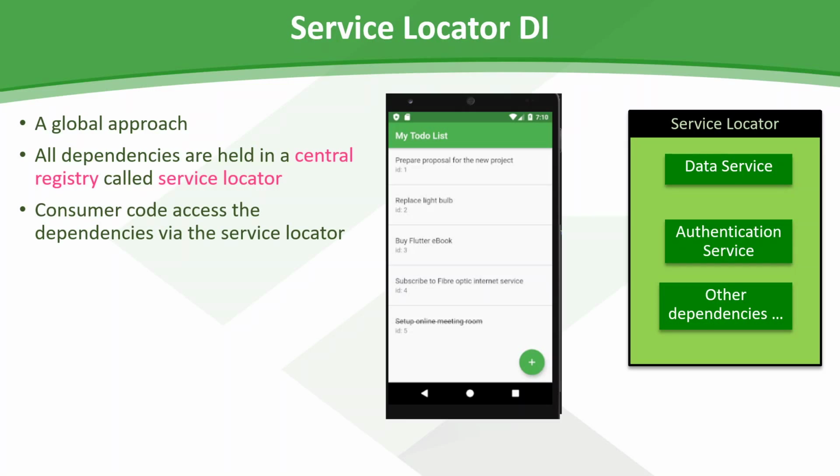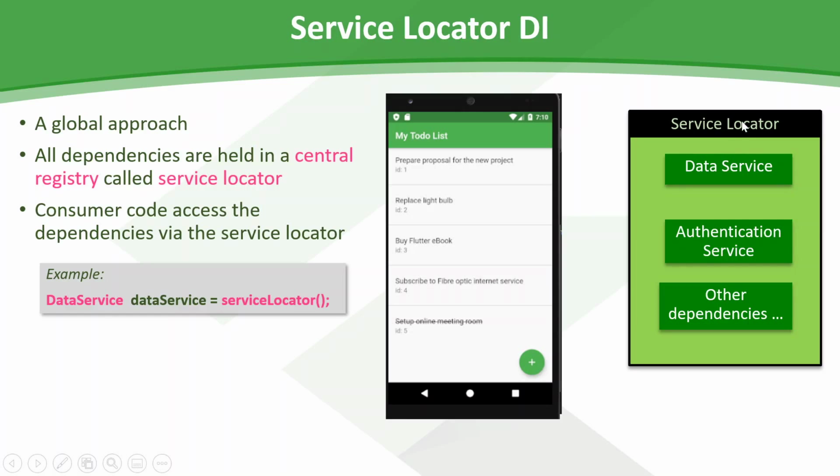We hold all the dependencies in one central place, which is the service locator here. That means later on we need to have a dedicated code for this part, or maybe a dedicated file. And then consumer code accesses the dependency via the service locator. So I keep repeating: if you want to access this, you need to go through the service locator. Unlike global variables, where if you want to access the data service, you simply access the variables in the data service, here you need to go through the service locator.